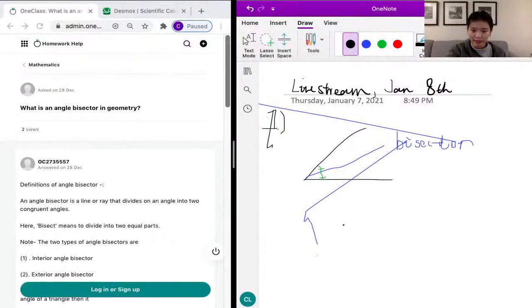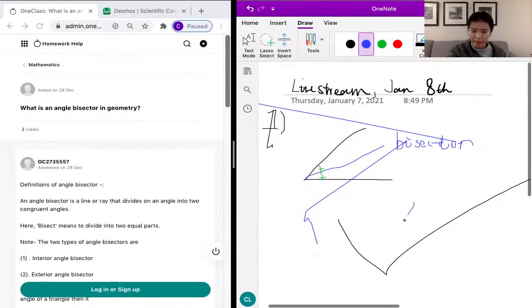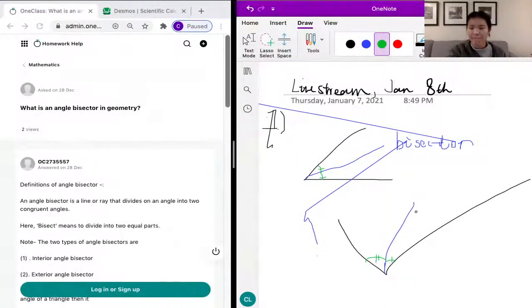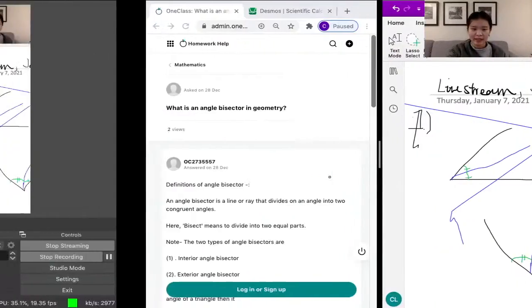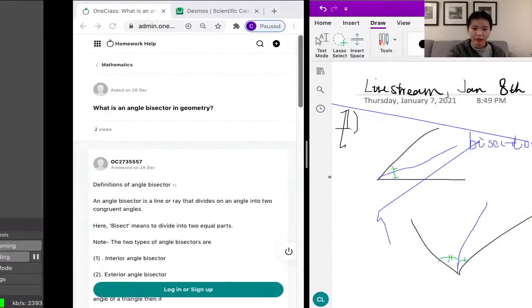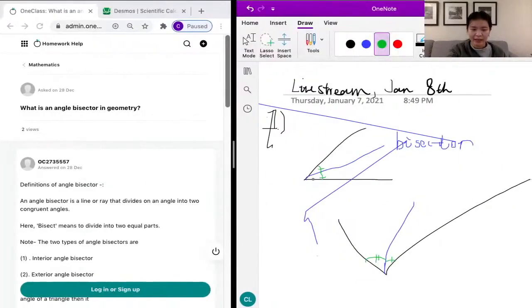Let's do another example. So this is another angle, and we have another blue line right over here. Would this blue line be an angle bisector? The answer is no, because in this case, these two angles are not the same, so they're not spread equally. So this blue line would not be an angle bisector because it doesn't separate the angle into two equal halves. It has to separate the angle in equal halves, and that's the definition of an angle bisector.